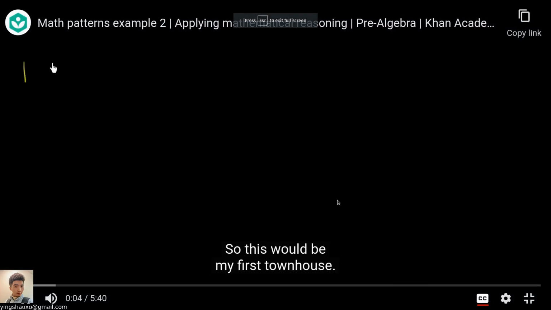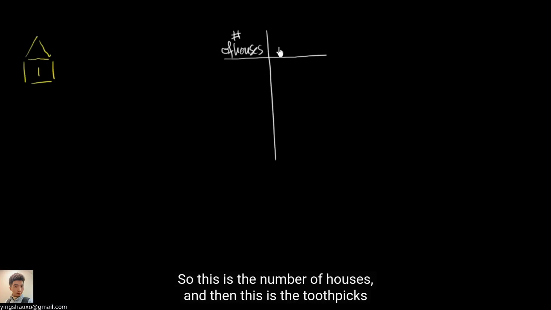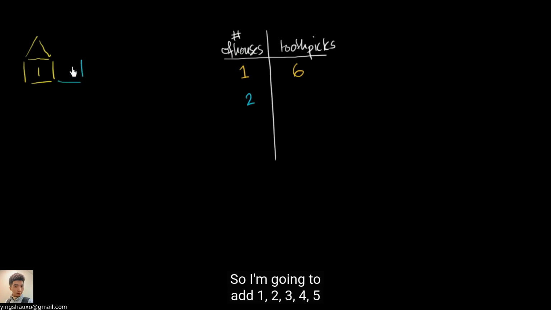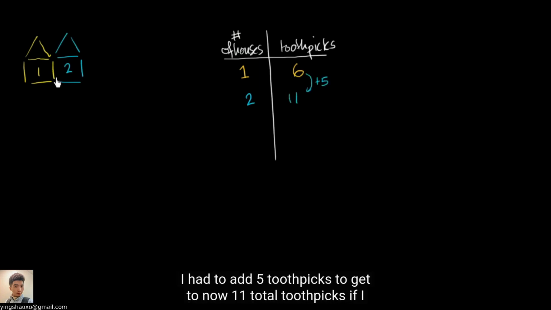I want to make a little town. Let me make a little table here. The number of houses, and this first house here takes 6. Then 2, 3, 4 houses, and these are going to be townhouses that share a common wall. I'm going to add 1, 2, 3, 4, 5 for the house. Now why did I only have to add 5? They shared a common wall here. So starting with the first house, I really just had to add 5, to now 11 total.